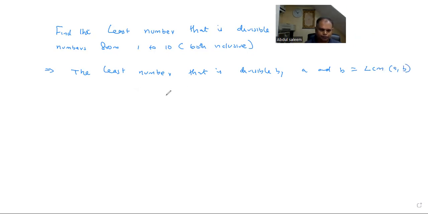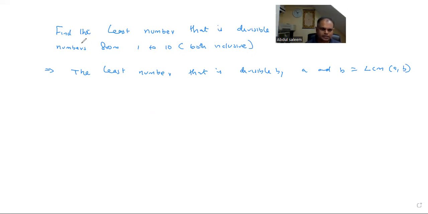If you want to find the least number which is divisible by 2 and 3, then we can find the LCM of 2 and 3, which equals 6, right? If there is no common factor other than 1, the product is the LCM. 2 into 3 is equal to 6. So 6 is divisible by 2 and 6 is divisible by 3 also. So to find the number which is divisible by A and B, you can write the LCM of A and B.